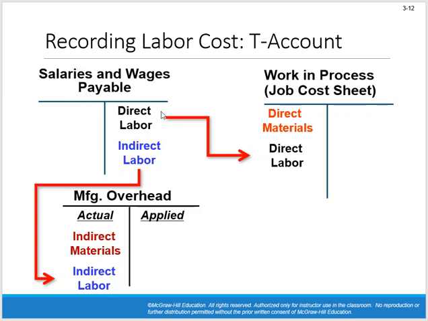So direct labor is going to be a debit into WIP, going into each job, and then a credit to salaries and wages payable. And then our indirect labor is going to create a debit to MOH, and again a credit to salaries and wages payable. We'll make sure we pay those workers when they're due on payday, but for now it'll just sit as a liability in salaries and wages payable.